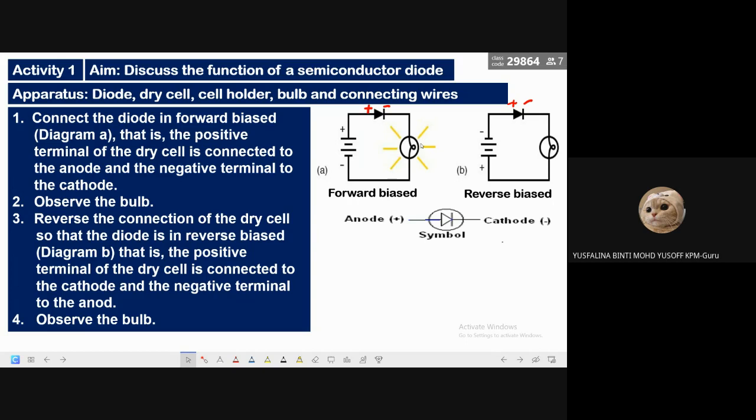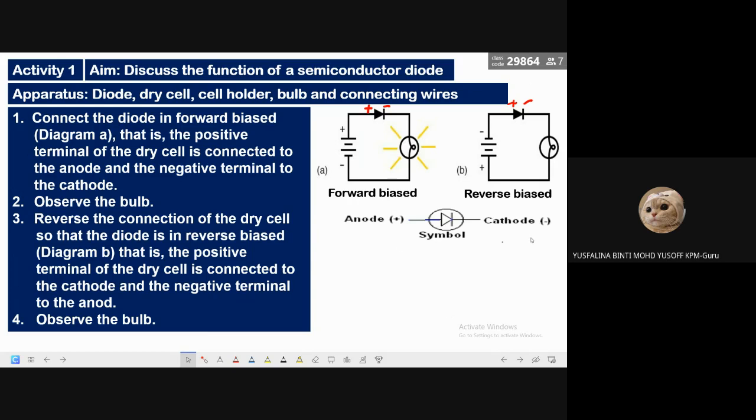Then sometimes they ask you, let's say for the objective questions, they give you a diagram and ask why the bulb does not light up. They put the diagram like this, so you say because this is in the reverse bias. Or you can say because the negative terminal of the battery is connected to the positive terminal of the diode. So you can answer by using that answer.